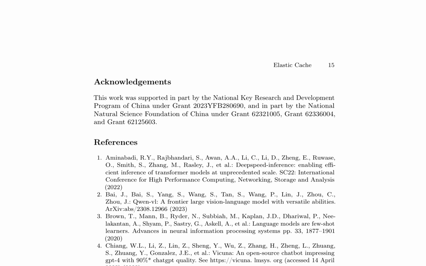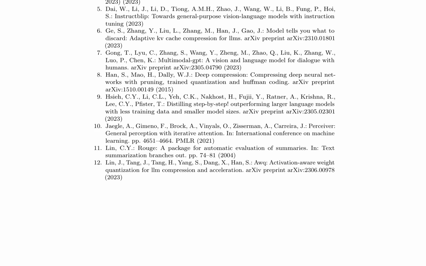AWQ dynamically adjusts the precision of model weights based on their activation levels during inference, significantly reducing the memory footprint and computational requirements of LLMs without compromising their performance. The paper also discusses the importance of efficient evaluation metrics for summarization tasks, referencing the Rouge package for automatic evaluation of summaries. Furthermore, it highlights the significance of multimodal interactions between humans and AI models, as demonstrated by multimodal GPT.